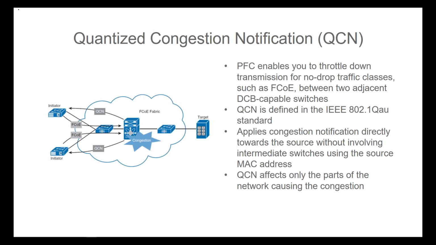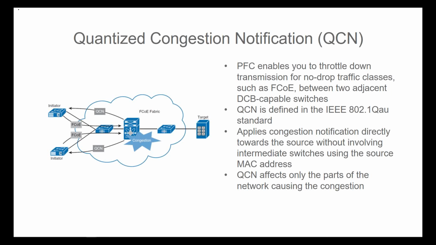Quantized congestion notification. With PFC, you can throttle down transmission for no-drop traffic classes between two adjacent capable switches. QCN does it slightly differently. It's defined by IEEE 802.1Qau, and it applies congestion notification directly towards the source without using the intermediate switches, and it uses the source MAC address for that.